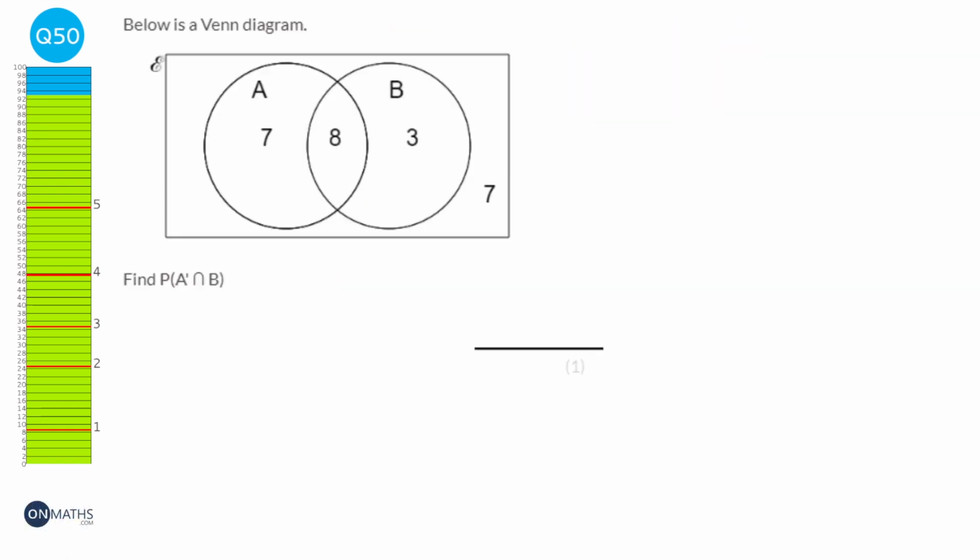So this question is asking us to find the probability of not A and B. So if we look at the, and I'm just going to quickly draw out a similar Venn diagram.